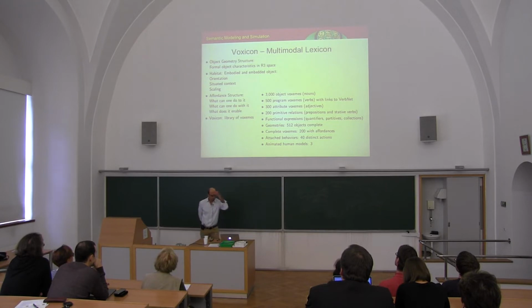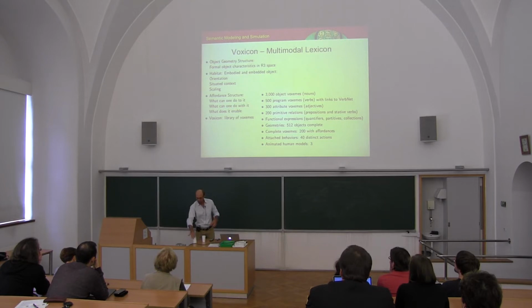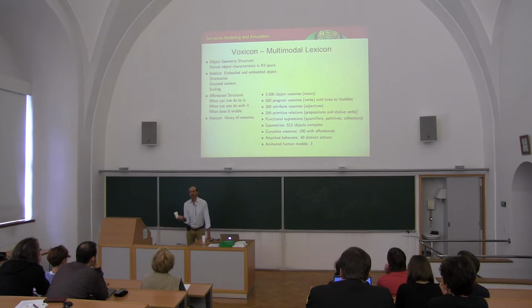So what's a voxeme? Well, a voxicon is going to be a library of voxemes encoded in this VoxML language, and it's going to have the object geometry structure, which is going to have its formal object characteristics. It's going to have this notion of a habitat, which is going to be a way of embodying and embedding an object, which is going to be its orientation, its situational context. So I can have this, it's empty, right? I can have a cup. This is just a cup, regardless of its position, and I can do whatever I want with it. I can store them so that I can bring them out for parties. It's a cup. It will always be a cup. It has a kind of global modality.